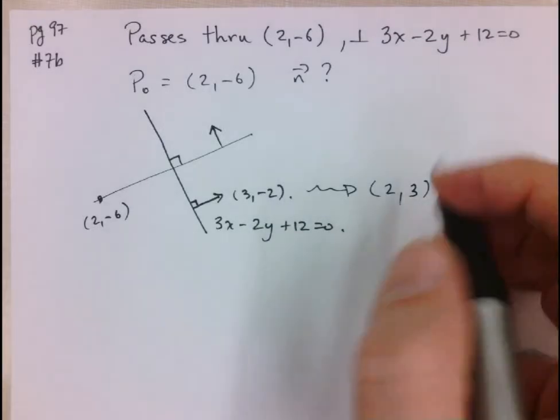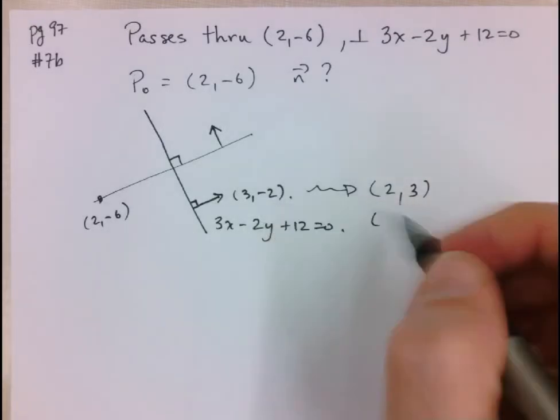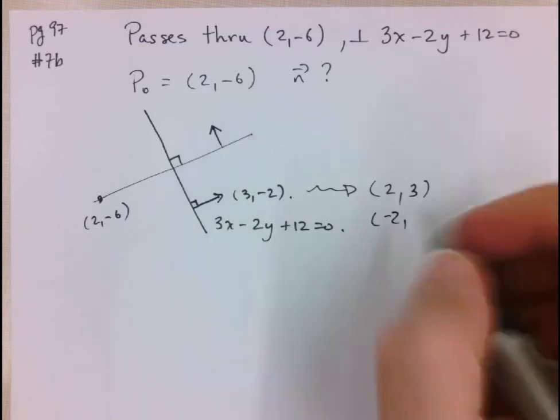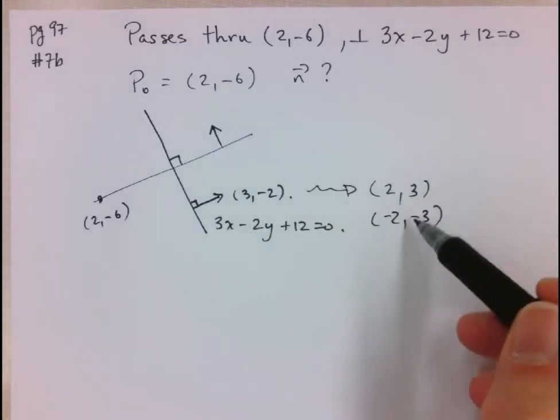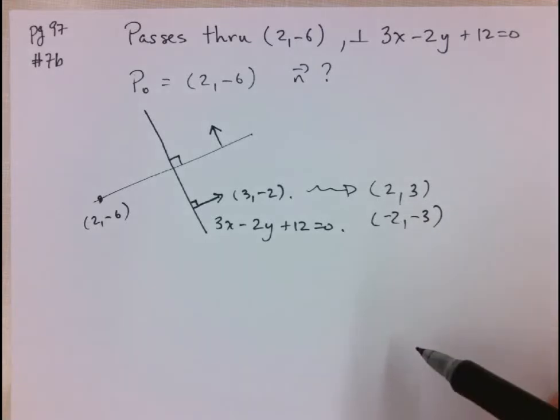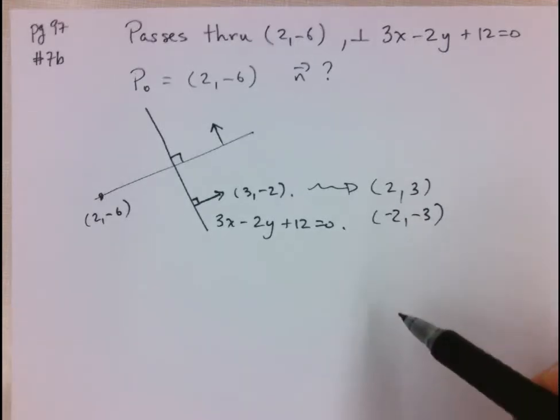Okay, of course, what also could have worked would have been keeping the -2 and changing 3 to -3. And these would both function well as normal vectors since they're scalar multiples of each other. But I'll use (2, 3). That makes a lot more sense. Use the one without the negatives.